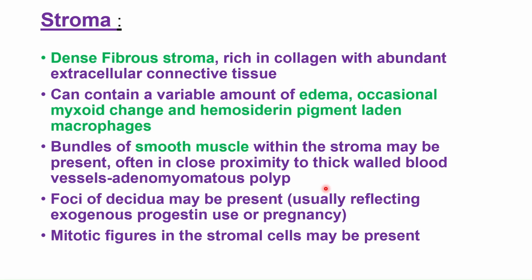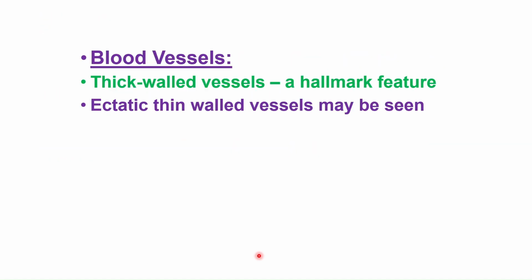So, adenomyomatous polyp, as the name suggests, adeno means gland, myomatous means muscle tissue in polyp. So, only if we see endometrial polyp, it is having generally fibrotic stroma, gland, and thick blood vessels, while if adenomyomatous polyp, it is containing all the features along with the smooth muscles. So, foci of decidua may be present, usually reflecting exogenous progestin use or pregnancy, and mitotic figures in the stromal cells may be present in some cases.